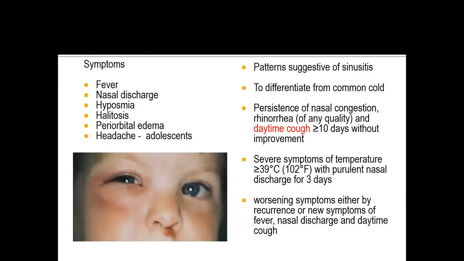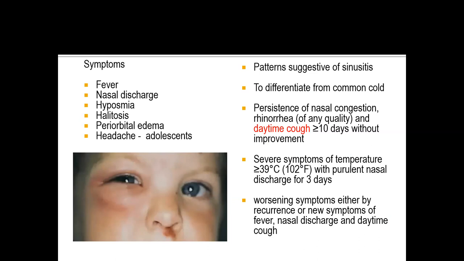Symptoms include fever, nasal discharge, hyposmia, halitosis, periorbital edema. Adolescent children may complain of headache. The pattern suggestive of sinusitis, we have to know because it's difficult to differentiate from common cold. So we should look for persistence of nasal congestion or rhinorrhea of any quality, especially presence of daytime cough for more than 10 days without any improvement.